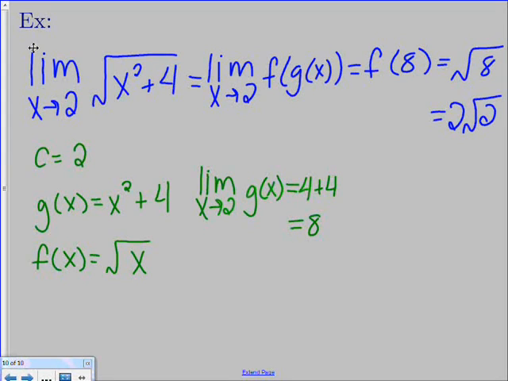So that was an overview of your limit properties that are really important for you to know, and next time we're going to look at how to solve limits analytically and manipulate functions using algebra to figure out the correct answers.